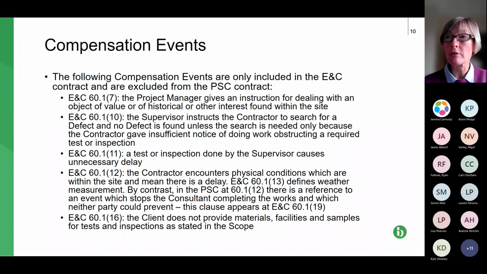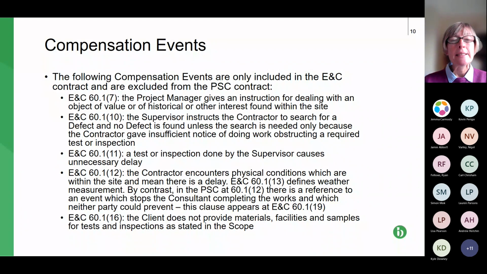Now, the professional services contract compensation event number 12 contains a CE for an event which stops the consultant completing its works and which neither party could prevent. So this is pretty much the same as our CE 19, which probably about 2.5 years ago none of us had ever looked at, but this is the one where it's effectively a force majeure clause. So it's the one we were looking at when COVID first struck. It's also one we've looked at in terms of the super inflation that we're seeing, something that nobody had anticipated or reasonably expected.